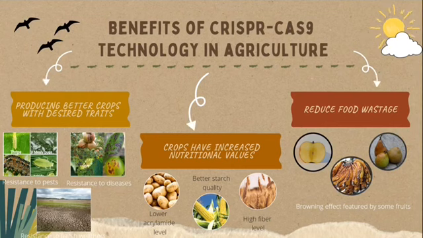When the fruit is left to rot, this is where the wastage of food occurs, indirectly causing huge economic loss to our country. Luckily, CRISPR technology can help us to solve this problem. These are examples of the browning effect featured by some fruits. Okay, next, we'll move on to the current state.